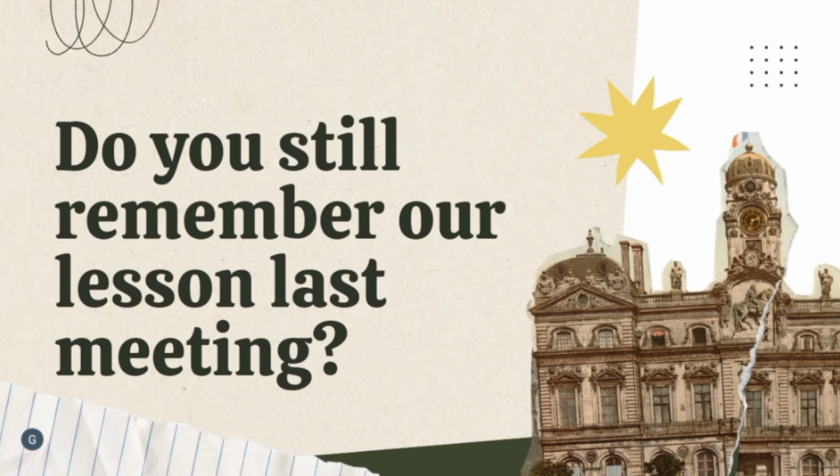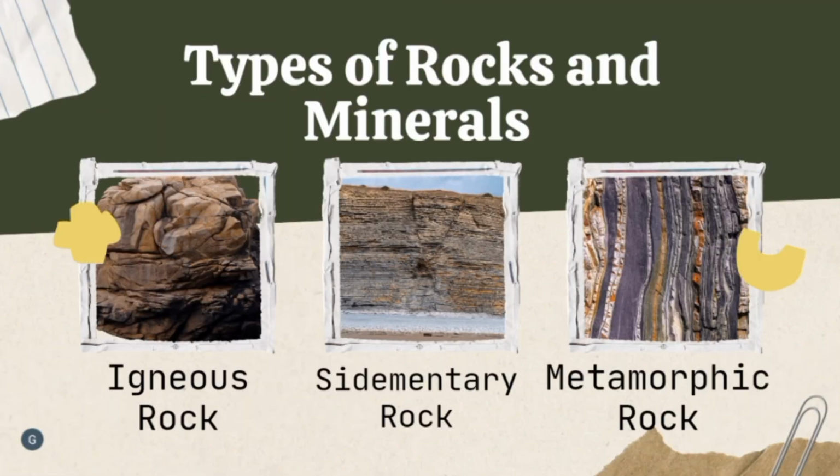Before we proceed to our discussion, let's have first a recap about our topic last meeting. Do you still remember our lesson? Yes, our lesson last meeting was all about types of rocks and minerals. There are three types of rocks. Yes, Mr. Lozano, what are the three types of rocks? So we have igneous, sedimentary, and metamorphic rock.